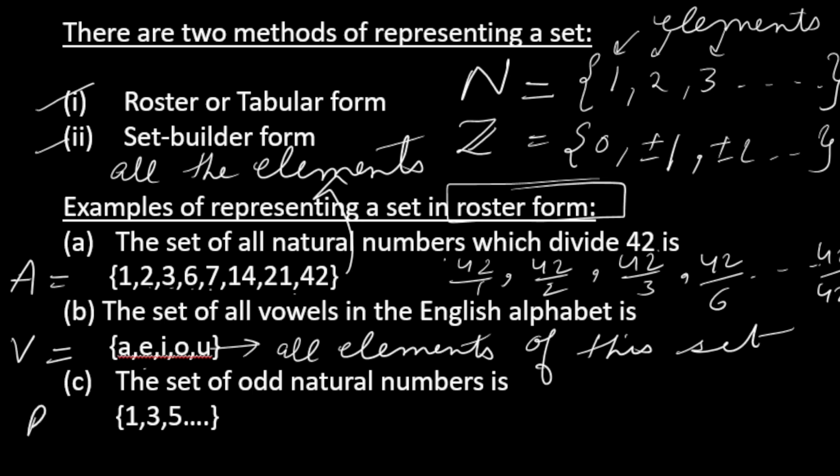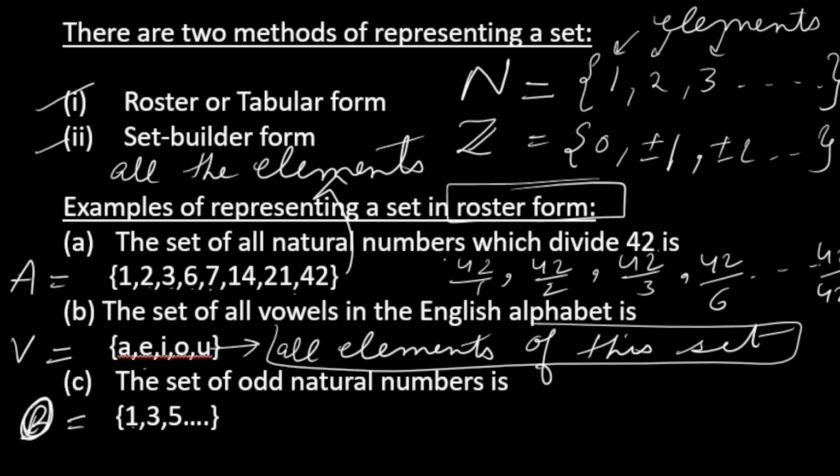Now the set of odd natural numbers. Set of odd natural numbers, B is equal to, or you can also write it with capital O. So capital O is equal to, again elements we have to write because we are representing the set in roster or tabular form. So inside curly braces I am writing 1, 3, 5 and so on. So this was the representation of set in roster form. Basically we have to mention all the elements of the given set.